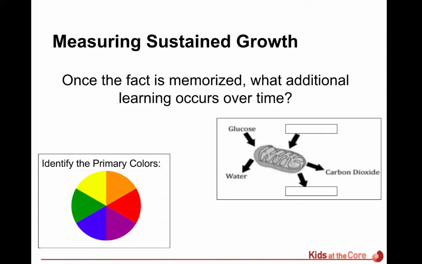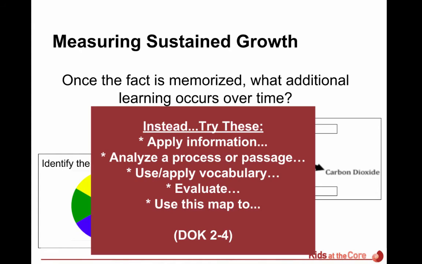Now, when we talk about measuring sustained growth, we need to differentiate between the idea of memorizing facts and skills with longitudinal value. So in these instances, we look at these facts and we say, well, once the fact is memorized, what additional learning is occurring over time? And really, the only thing left to do once you've memorized a fact, of course, is to forget that fact. So what we want to do is make sure that we're asking the students to do things with that information, like apply it, use it in a process, evaluate it, use it in higher levels of DOK or higher levels of complexity.